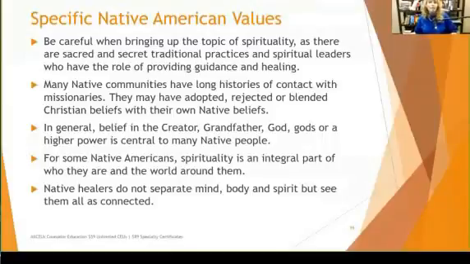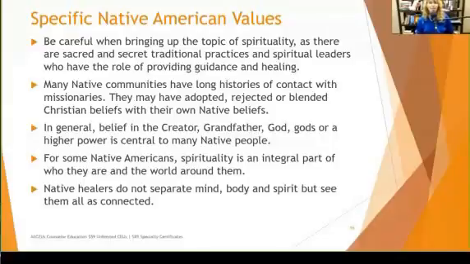Be careful when bringing up the topic of spirituality, though. Spirituality is very central to Native American values, but they are sacred and secret traditional practices, as the spiritual leaders may have the role of providing guidance for. So it may not be our place to go there. We may want to learn about their spiritual practices and their culture, and we can ask about that, but it's not our place to usurp the guidance and healing practices of the spiritual leader.